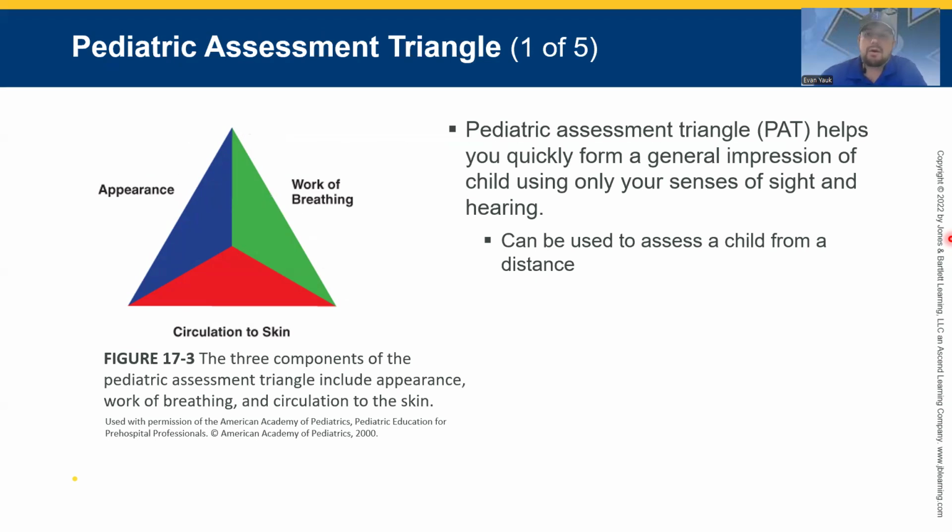So we all know what a little kid's supposed to look like. We know their color's supposed to be pink, warm, and dry. We know that most of them have high energy. We know that when a stranger walks in the room, they lock eyes on us and they're scared. So when we walk in the room, we can immediately look at that child. If they're sitting on the floor or in a chair, are they having to work to breathe? Is their appearance good? Are they pale? Are they red? Are they pink?